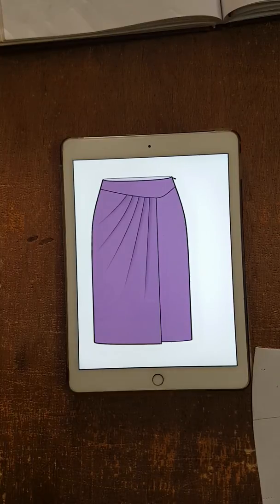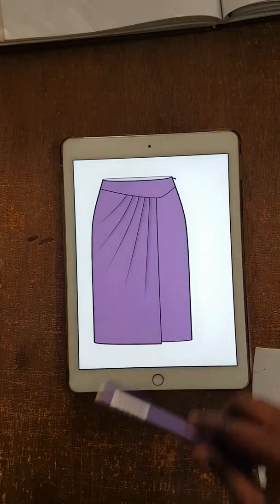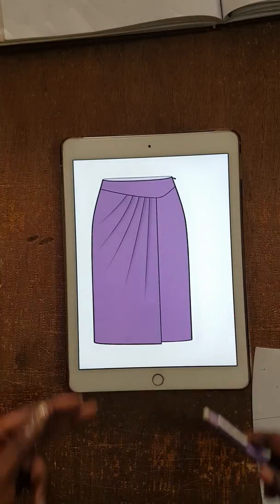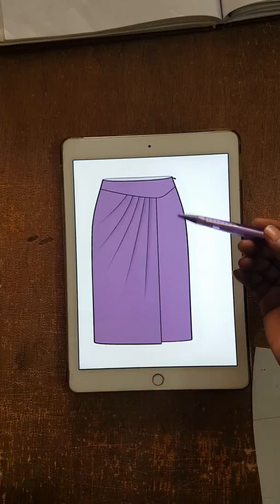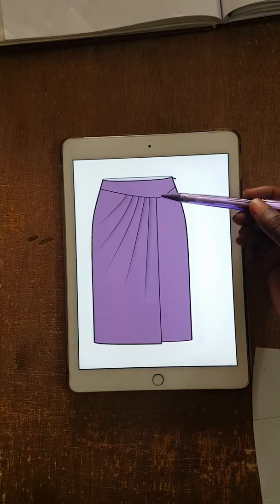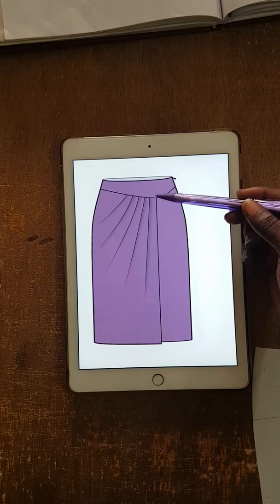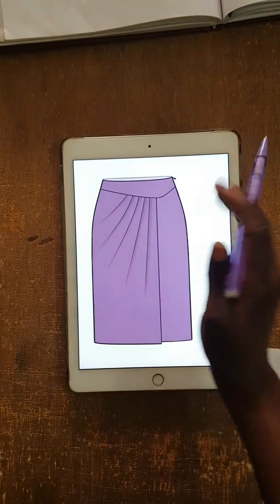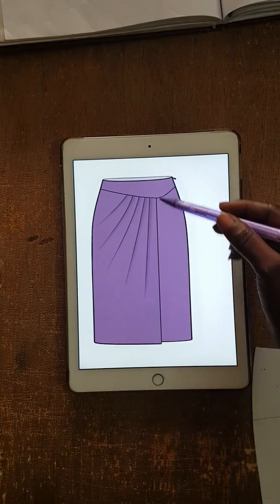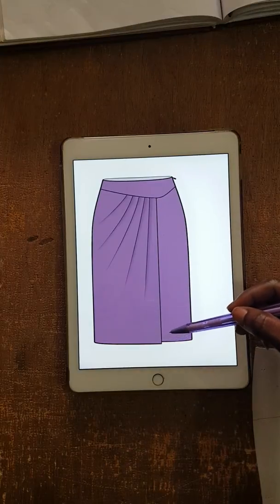You can use your dart as dart. You can use them as pleat. You can turn your dart to fullness. And that's what has been done on this skirt. This is a straight skirt. And if I'm going to interpret this, I'll say this is the position of the dart on this side. Okay, it's a panel. The dart was taken down.